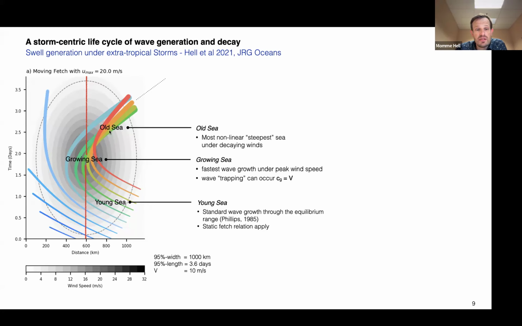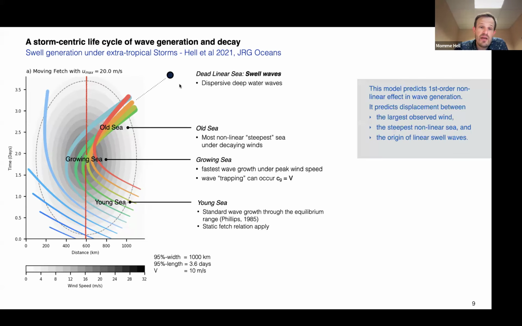And then you have an old sea, where wave growth is still happening through this spatial convergence of wave energy, right? The longer waves run into the shorter waves from the same system, but the winds are decaying. The winds are not that strong anymore. And then you finally have the situation of swell, right? At some point, this whole process of wave generation ends. The nonlinear terms decay, you have linear waves, and then you have swell. That's somewhere away from the highest wind speed.